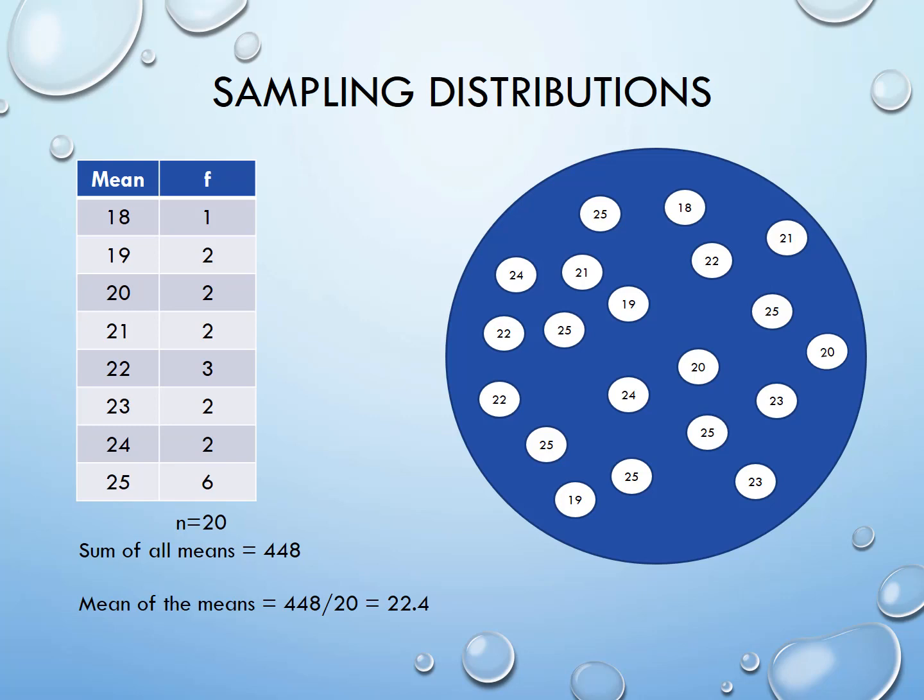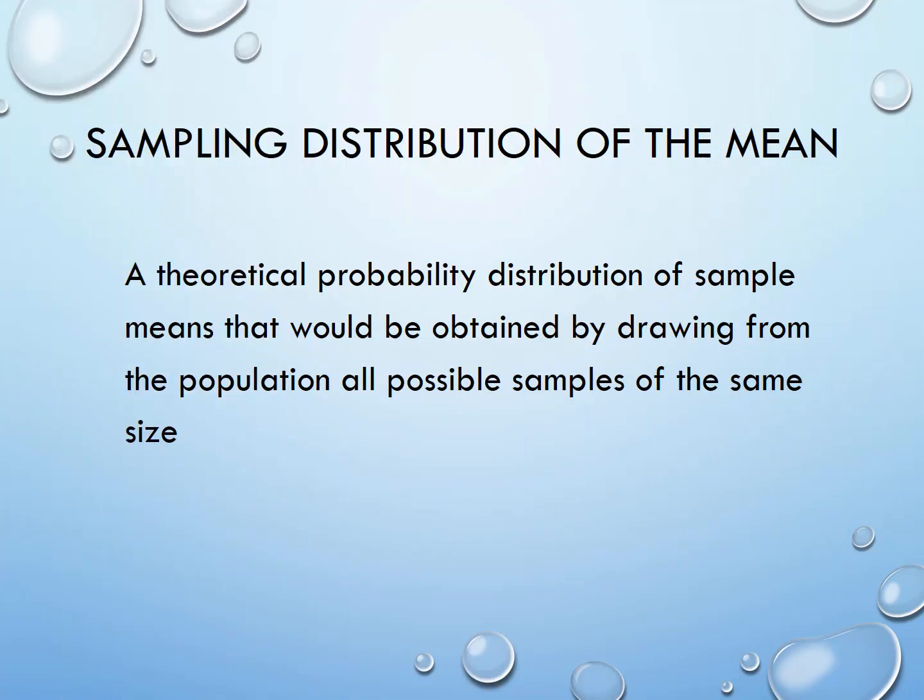So the samples differ from each other. Given a random sample, it is unlikely that the sample mean would always be the same. So the sample means always differ a little from each other. And the distribution of sample means is the collection of sample means for all the possible random samples of a particular size that can be obtained from a population. And you can see if we sum up all the means and then take the mean of the means, we come up in this case with 22.4. That is the mean of the means. The sampling distribution of the mean, therefore, is a theoretical probability distribution of sample means that would be obtained by drawing from the population all possible samples of the same size.